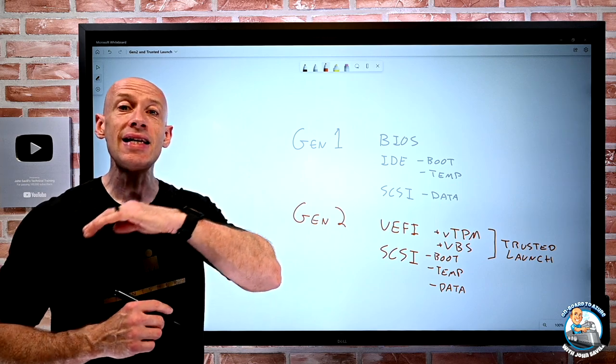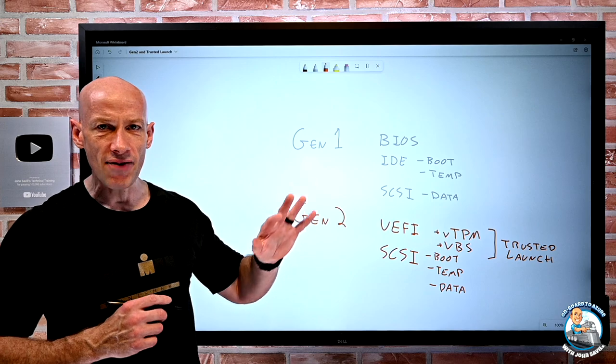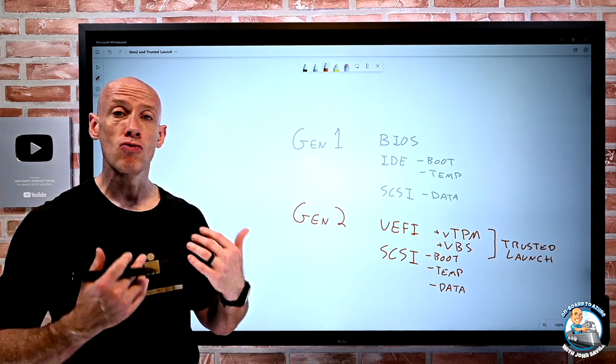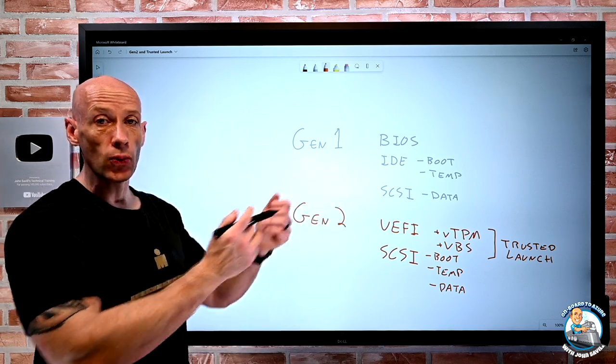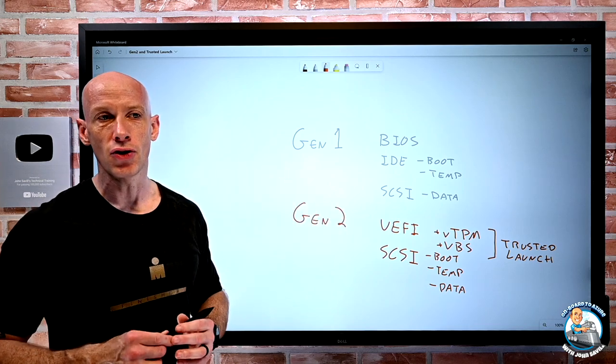Remember, it's completely different from VM SKUs. Those V3, V4, V5, whatever, that's about the underlying physical hardware on which the VMs run. Generations are about the virtualized hardware that is presented to the guest operating system that runs inside the virtual machine.